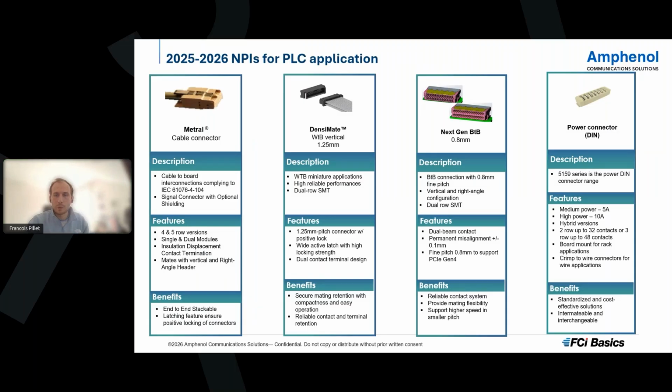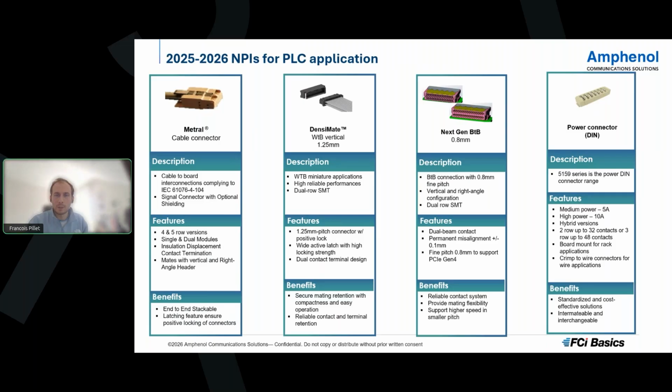As solution provider, we plan on expanding and improving our range of connectors to further support our PLC customers with innovative APIs. On this slide, you can see a summary of the recent product launches over 2025 and 2026, along with a small introduction with regards to the purposes, problem-solving features, and benefits of each of these new products. Among these new products, we can highlight the following. We have first Metro Cable Connector, which is a cable-to-wall solution complying with IEC 61076 and optimal shielding. Its stackability and latching feature will ensure positive locking.